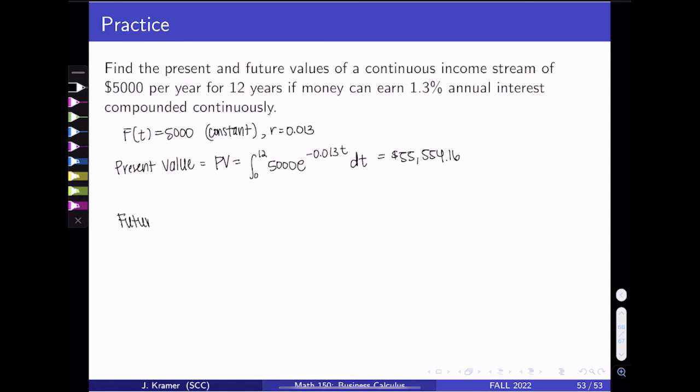Alternatively, if we're finding the future value, in this case, our principal would be 5,000 deposited. It's still earning 0.013 rate. And so the future value would be 5,000 times e to the 0.013 times 12 because it's for 12 years. And using your calculator, you'll see that's $5,844.13. That concludes the discussion for Chapter 3.